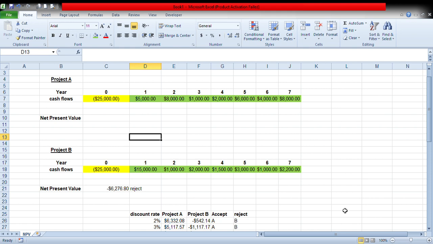Net present value. What is net present value? Net present value is one of the evaluating techniques used to calculate capital budgeting. Capital budgeting is very important for making the investment decision, whether we reject or accept it. So in today's lesson we are going to calculate the net present value.